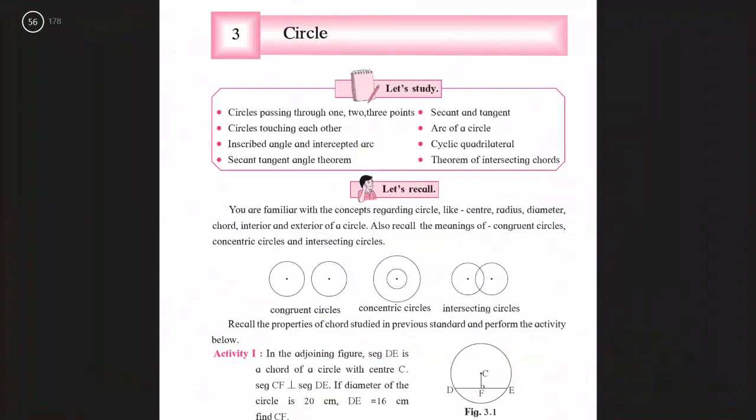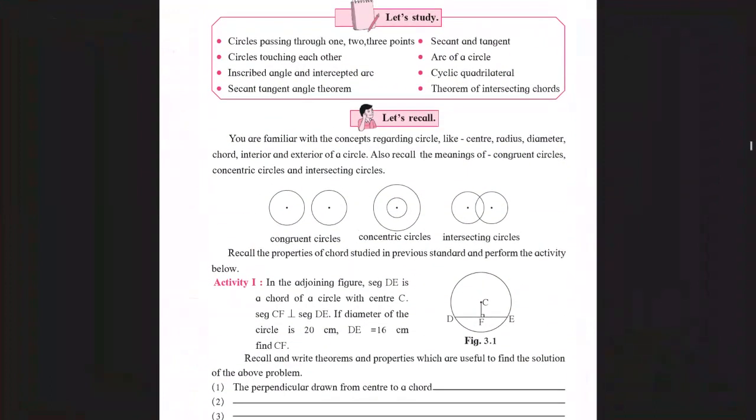Hello children. Today we begin with a new lesson, circle. Now here we find different types of circles drawn. First one, congruent circles. What do you mean by congruent circles? Two circles which have the same radii are called congruent circles.